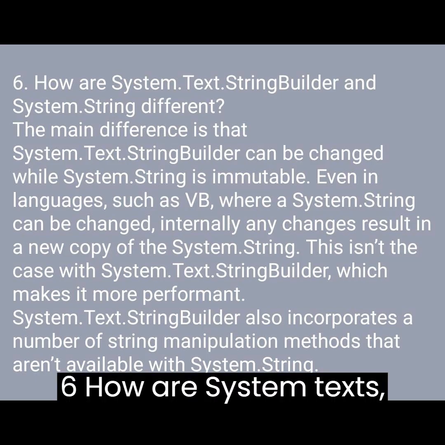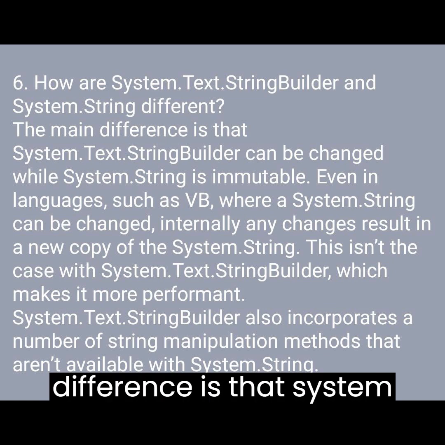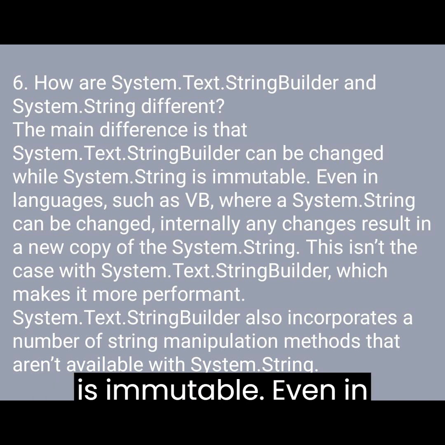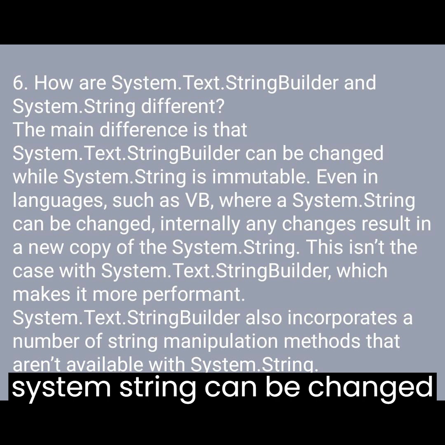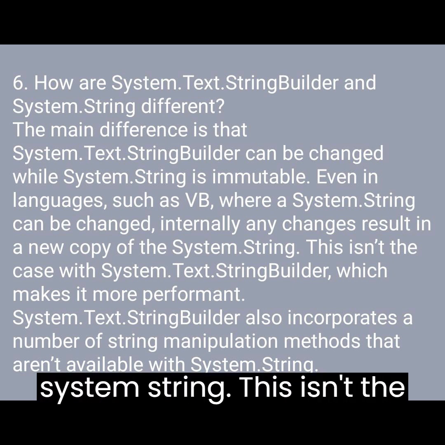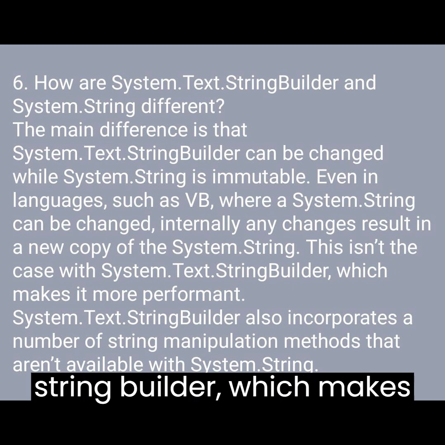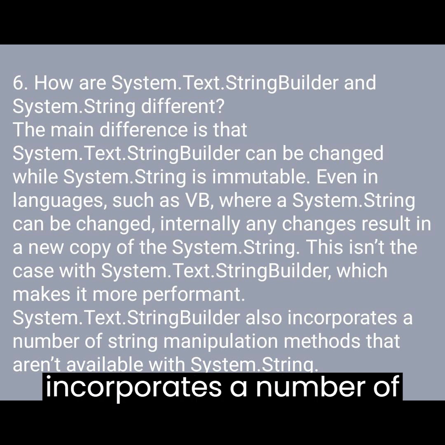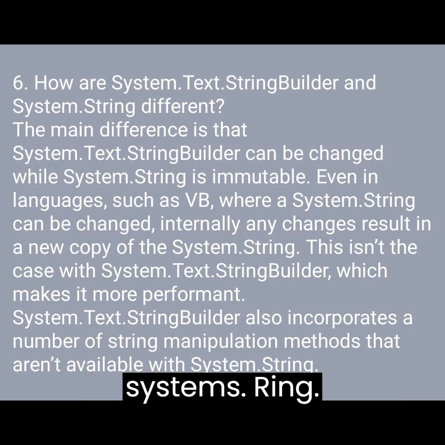6. How are System.Text.StringBuilder and System.String different? The main difference is that System.Text.StringBuilder can be changed while System.String is immutable. Even in languages, such as VB, where a System.String can be changed, internally any changes result in a new copy of the System.String. This isn't the case with System.Text.StringBuilder, which makes it more performant. System.Text.StringBuilder also incorporates a number of string manipulation methods that aren't available with System.String.